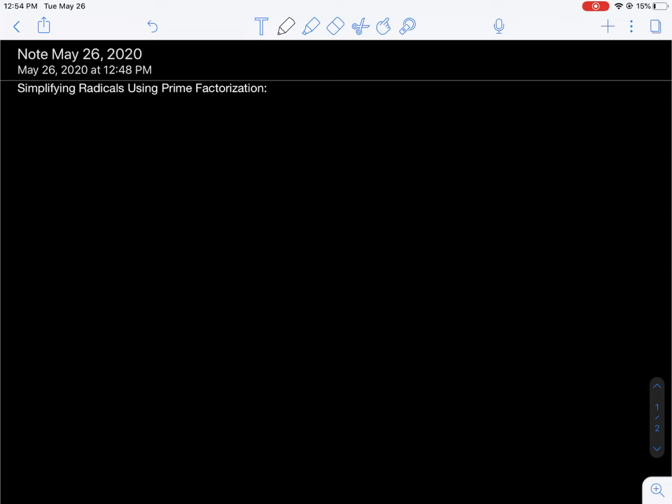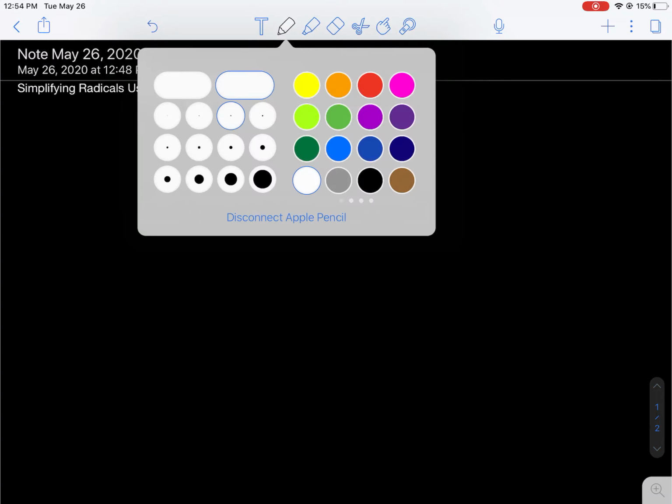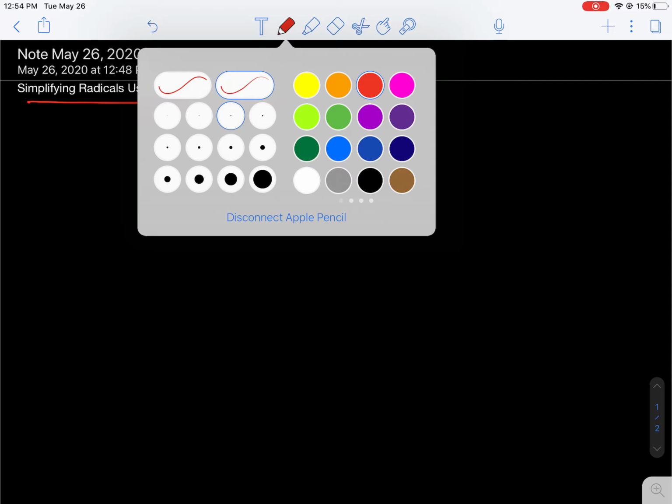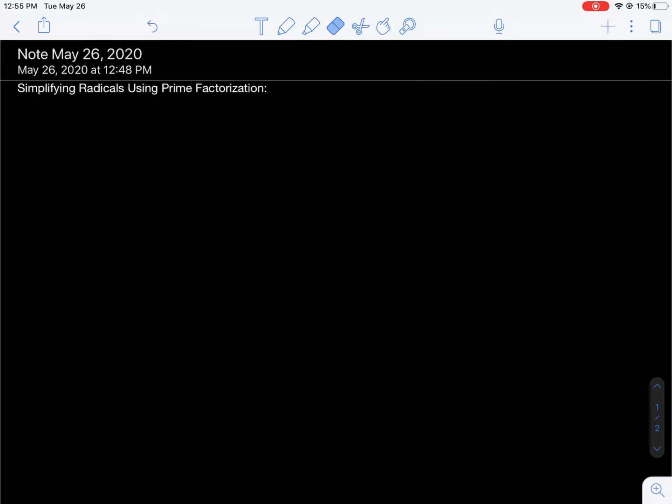Today we will learn simplifying radicals using prime factorization. So this is what our topic is for today. Simplifying radicals using prime factorization. I have underlined the title. Now I'll take a few examples.